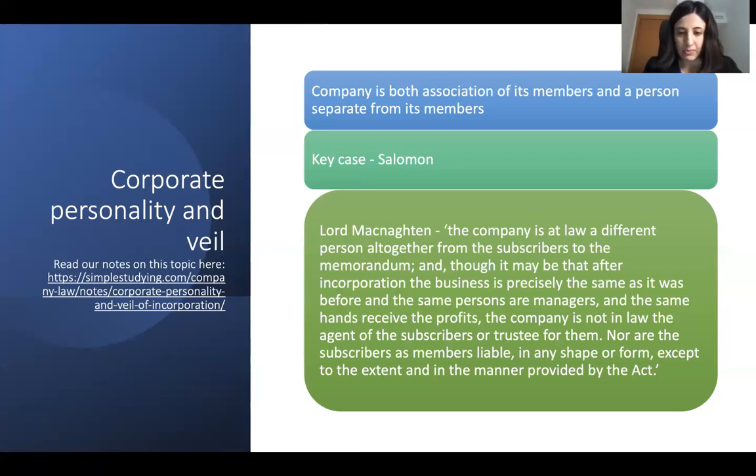Nor are the subscribers and members liable. In other words, if you have a limited liability company and the company does something, you're not personally liable for it. The company is. That's the whole idea of a limited liability company. If a company has a loan, you are not personally liable for it. However, there are cases when the corporate veil can be lifted, but we will discuss that later.